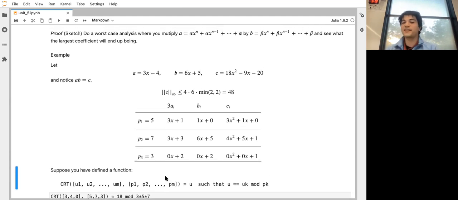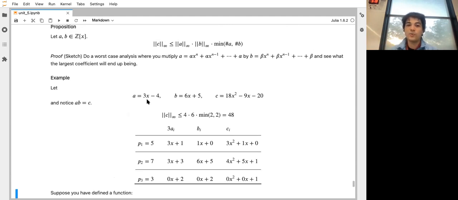Okay, so this was step 1 of the CRT. Let's ask ourselves how many primes we needed in this case. So what was the height of A? It's 4. What's the height of B?